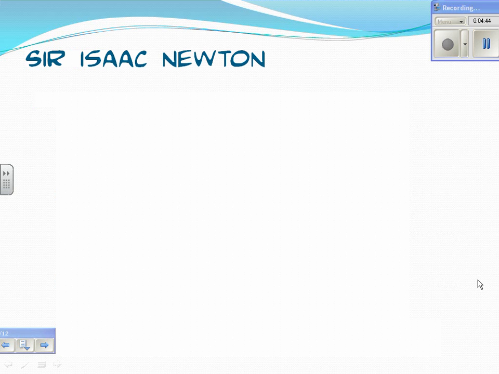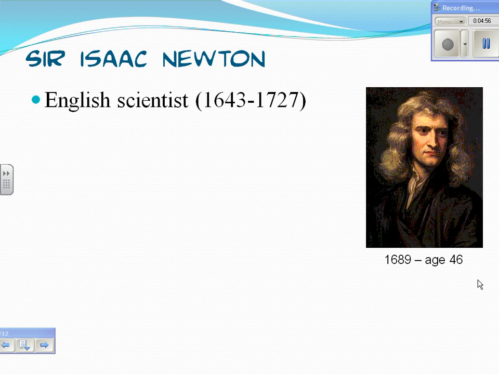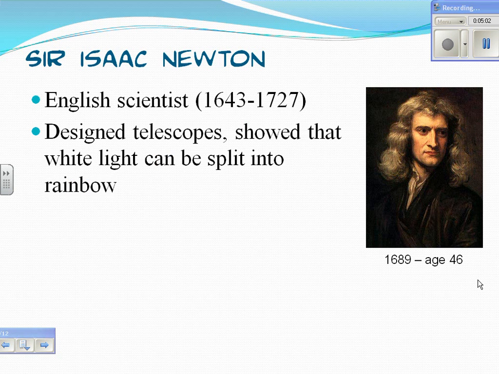If there's one person that we can point to and say he's the most important person dealing with forces, that would be Sir Isaac Newton. He was an English scientist who lived from 1643 to 1727. Here's a portrait of him. Handsome looking guy, great hair. He did lots of things in science, and because of his contributions, he was knighted. That's why it's Sir Isaac Newton.